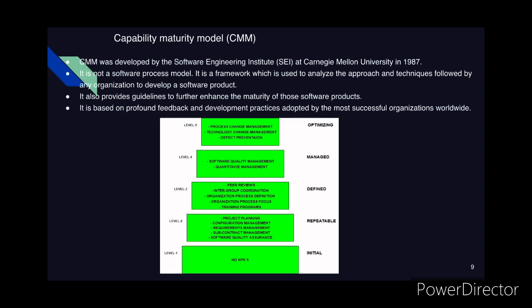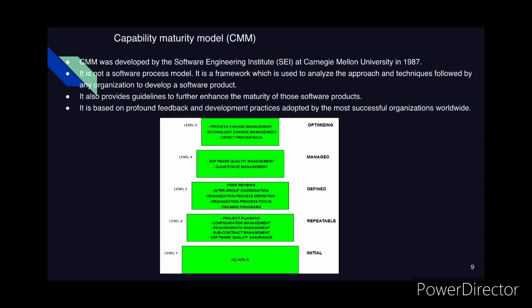Fourth is subcontract management. This focuses on the effective management of qualified software contractors, that is, it manages the parts of the software which are developed by third parties. In some complex software development processes, third parties are also used for developing the software. So this comes under subcontract management. The last one is software quality assurance. It guarantees a good quality software product by following certain rules and quality standard guidelines during development of the software.